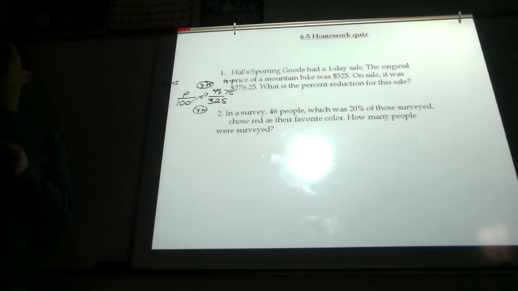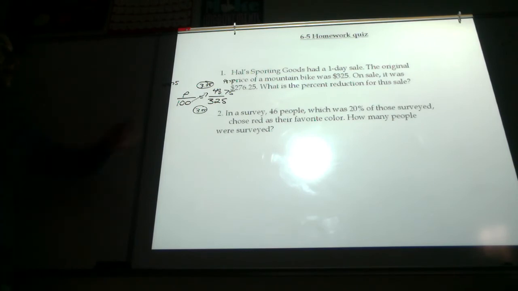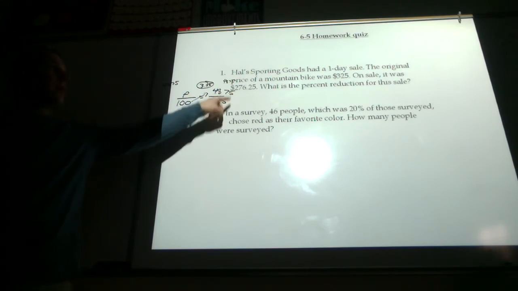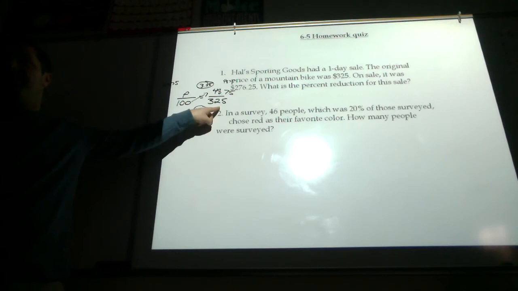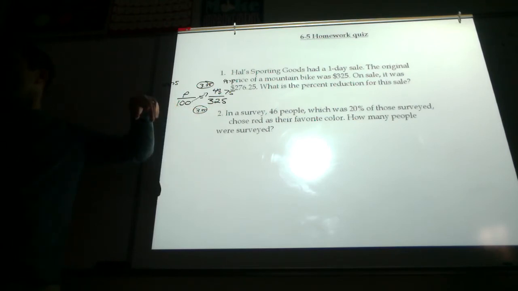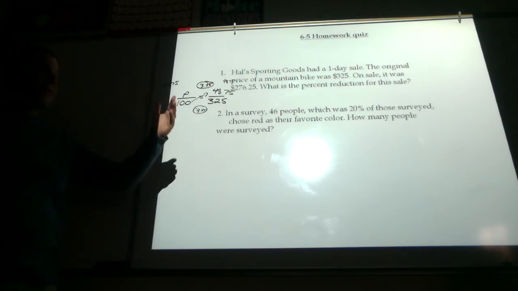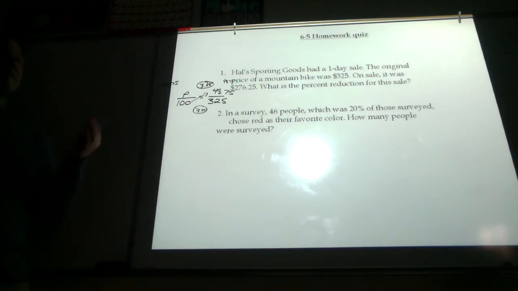Now, I'm going to show you one other way real quickly to do this, and that's the same way that Kobe was just talking about. If you do 48.75 divided by 325, you should get 0.15. Either way, the answer is 15%.